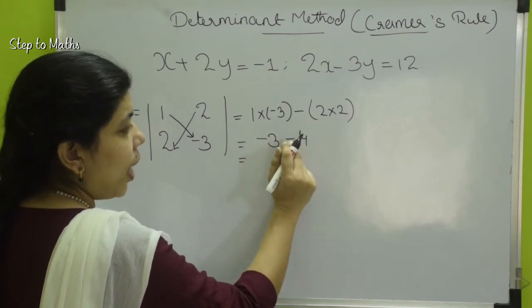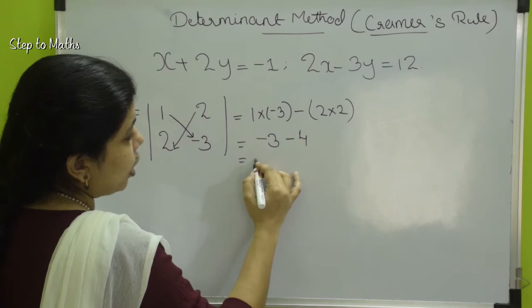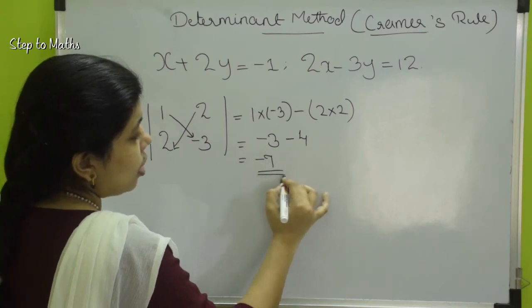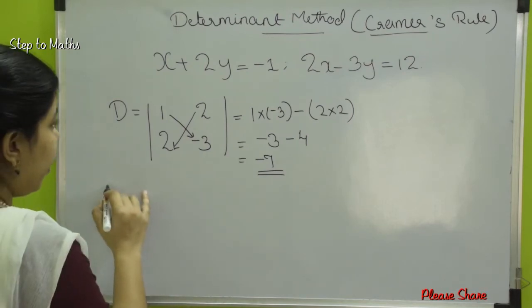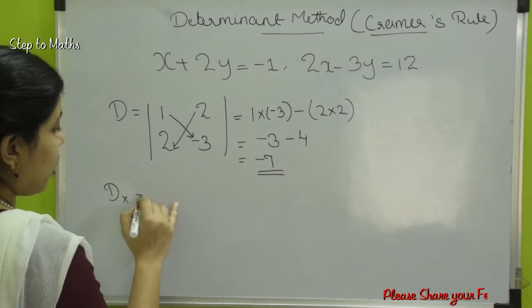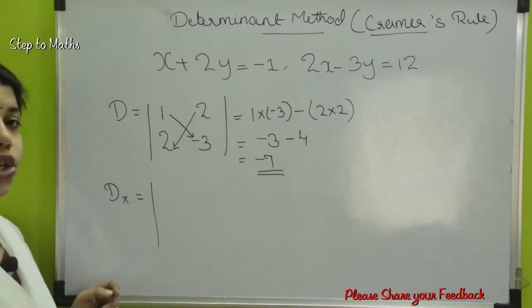-3 minus 4 is equal to -7. So, the value of determinant d is equal to -7. Now, find the value of determinant dx. How can we find the determinant dx?